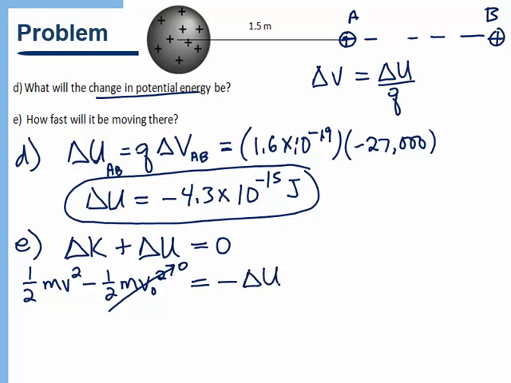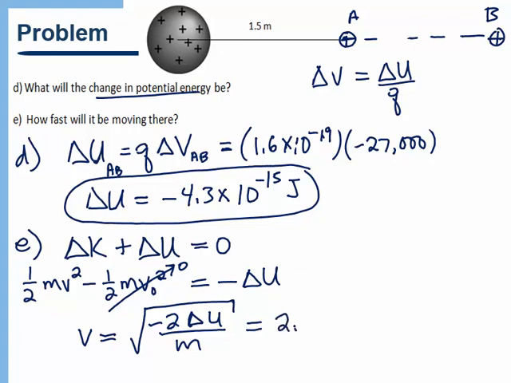So I've moved delta U to the other side, and you'll notice this kind of looks familiar to the problem we did earlier of the charge moving in a constant electric field. And so v is going to be the square root of negative 2 times delta U over the mass of our proton. And if you plug in the numbers, you should get 2.3 times 10 to the 6th meters per second.